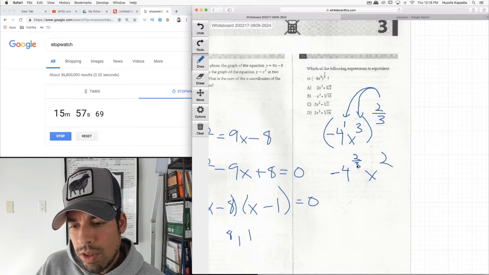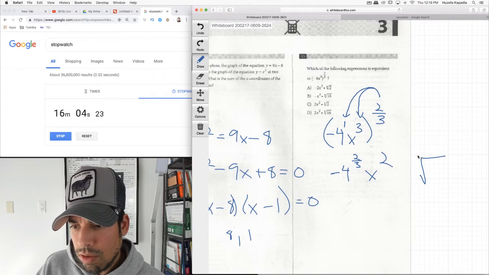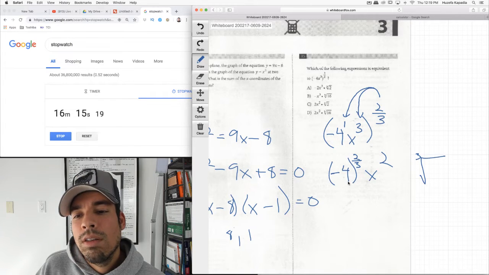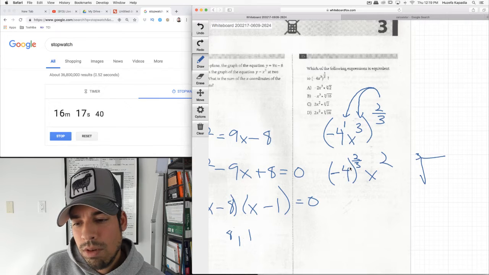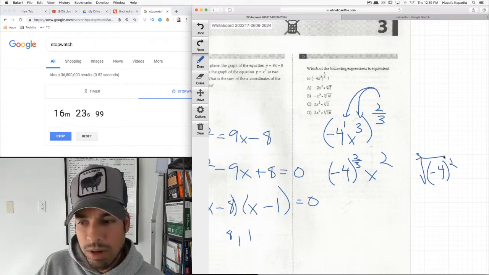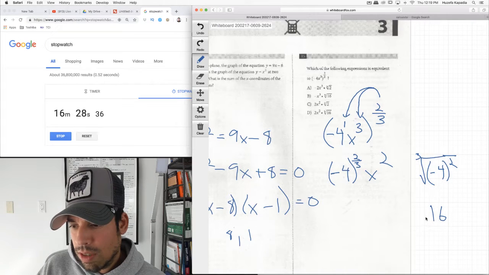Now we're taking the cube root of, oh yeah, this should be in parentheses. Hold on. The cube root of negative 4, and then squaring that. Okay, the top part is the exponent. So it's negative 4 squared, which is 16.